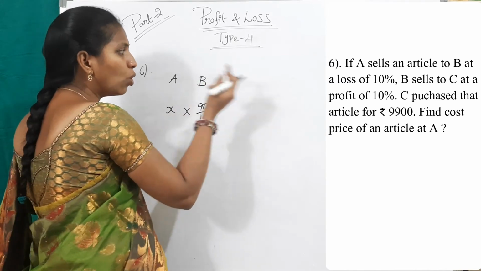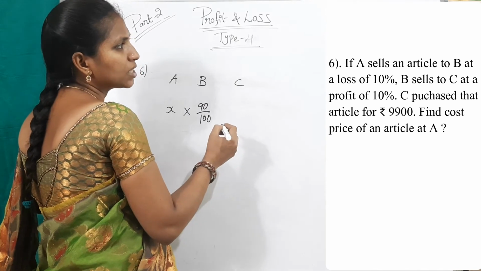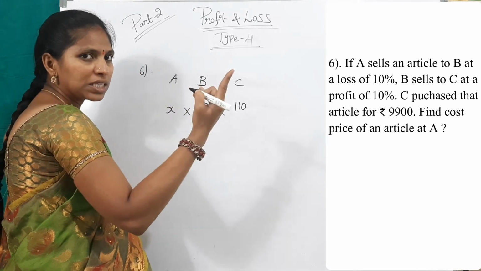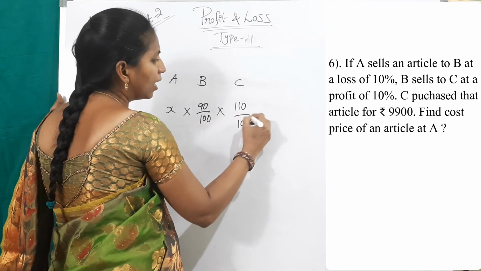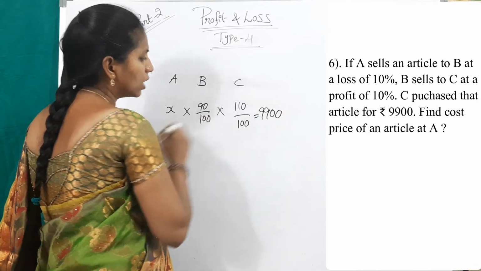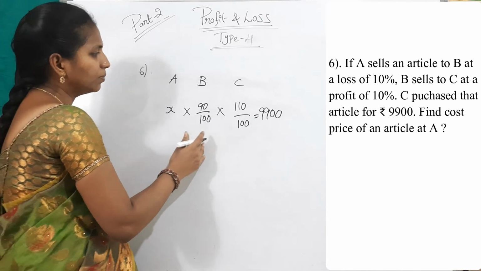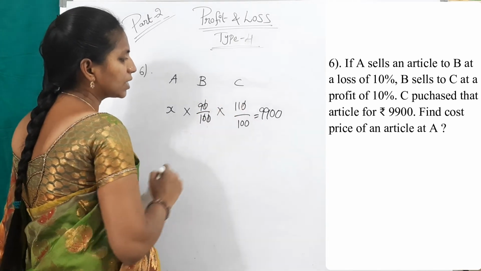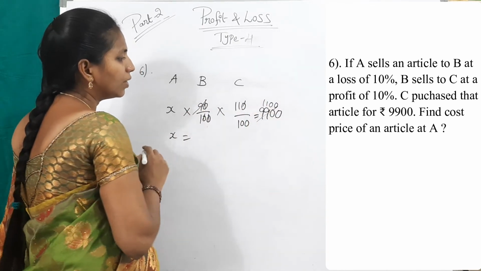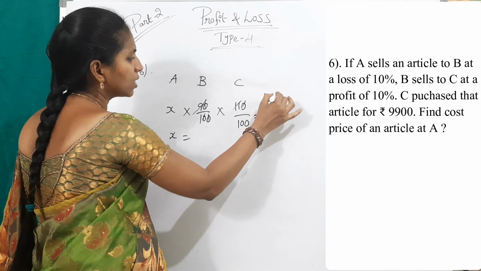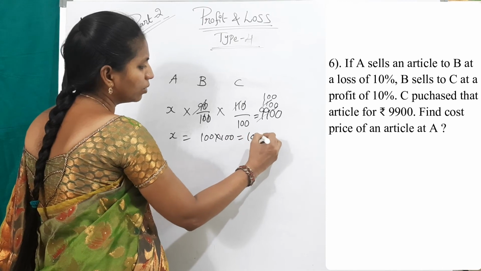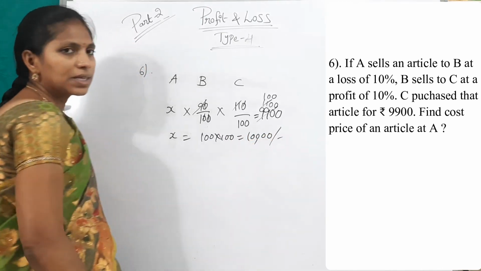Again B sold to C at how much percentage profit? 10 percent. So 10 percent profit means 100 plus 10, so 110 by 100. Finally, what is the price of that article? 9900. Simplify this one. The zeros get cancelled and X is equal to, 9 cancelled how many times? 1100, and 11 cancelled how many times? 100 times. Now 100 into 100 is equal to 10,000 rupees, which is the result.